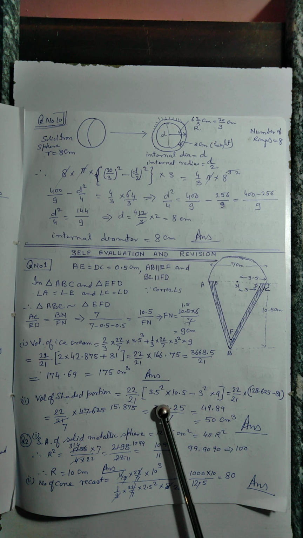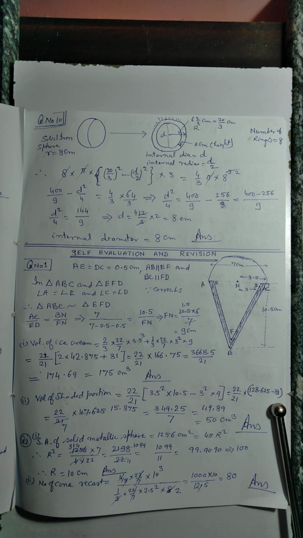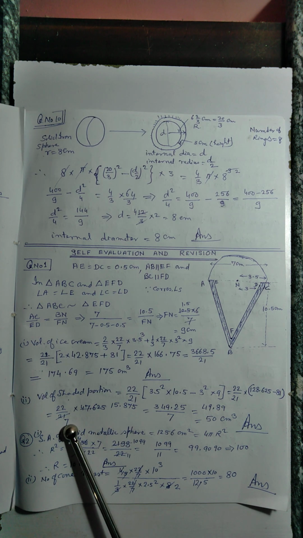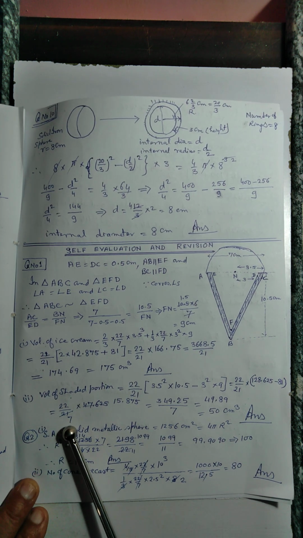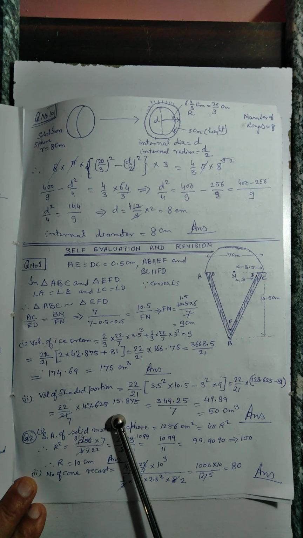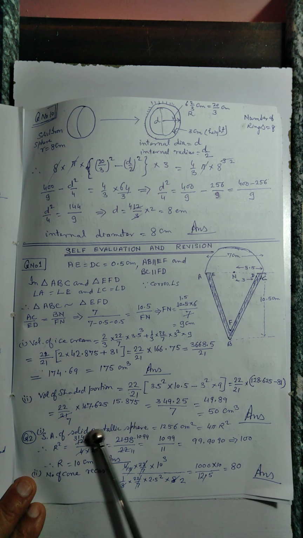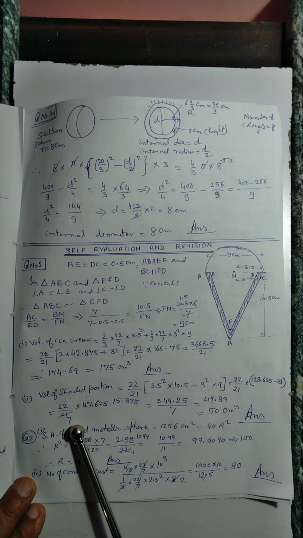22/21 इसको हमने मल्टीप्लाई किया तो 128.625 माइनस 81. फर्दर सॉल्व किया तो 22/21 इंटू 47.625, दैट विल बी इक्वल टू 15.875. सॉल्व किया, इसे डिवाइड किया तो हमने 3 से.